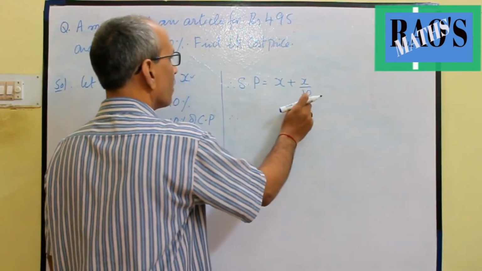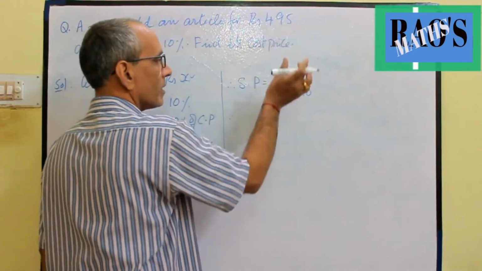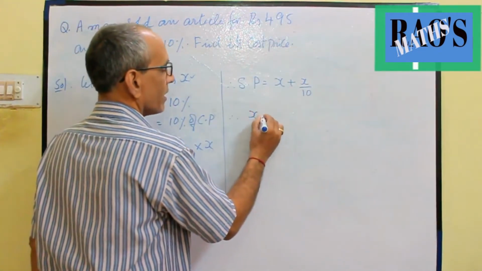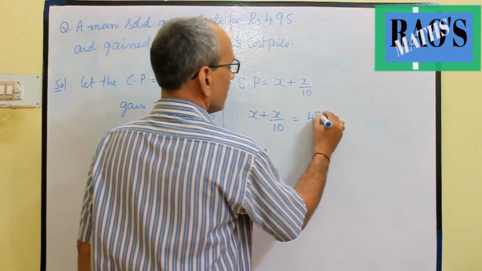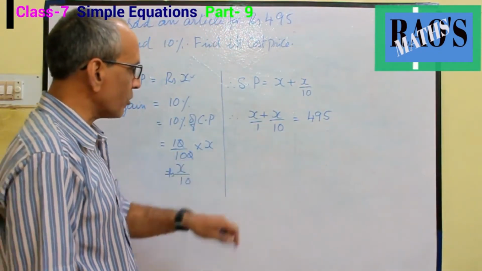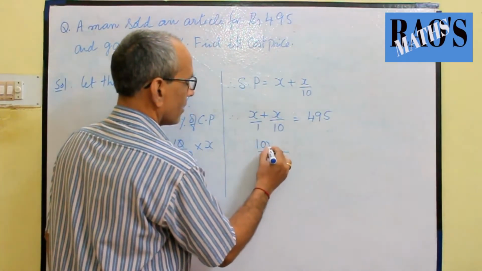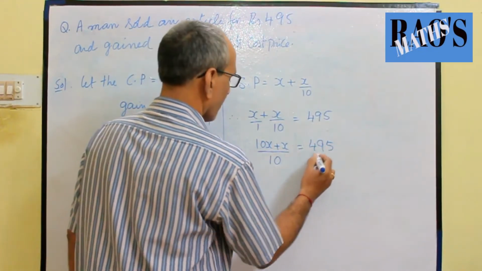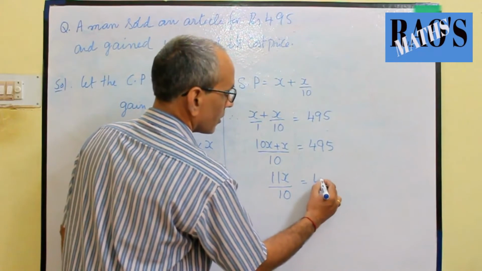But this selling price is equal to 495 given in the question paper. I make these two equal. That is the SP in terms of X, and the SP in the question. So X plus X by 10 is equal to 495. Simplify these two fractions. There the LCM is 10. 10x plus x is equal to 495. 11x by 10 is equal to 495.